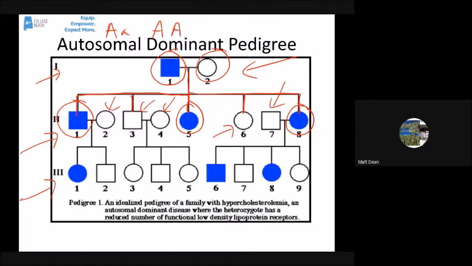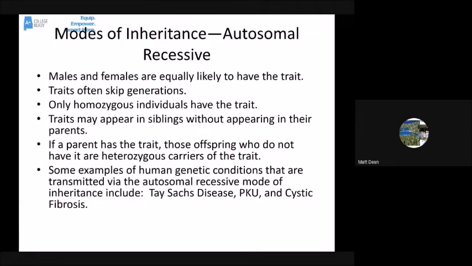In this case, there's 3 affected males, 4 affected females. The numbers are close to equal. And if that is true, that tells you that the trait is probably autosomal. So this trait, autosomal dominant. We'll talk more about the pedigrees here in just a minute. Let's move on and talk about autosomal recessive traits.